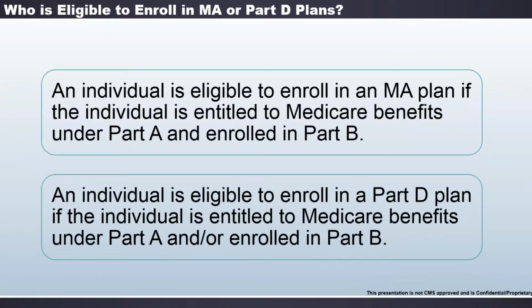So an individual is eligible to enroll in that Medicare Advantage plan if the individual is entitled to Medicare benefits under Part A and enrolled in Part B. So if they have A and B, they can get Part D, is essentially what it's saying. They can go ahead and get that set up so they have A, B, D, and it has that hospital coverage, it has that doctor outpatient coverage, and then you have your prescription coverage. You put the three of them together.